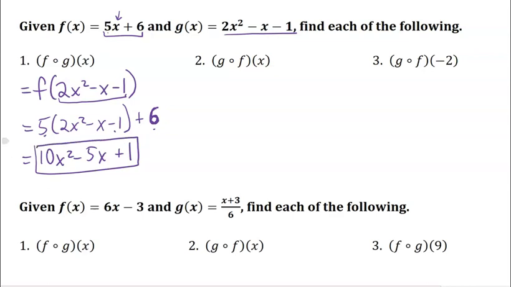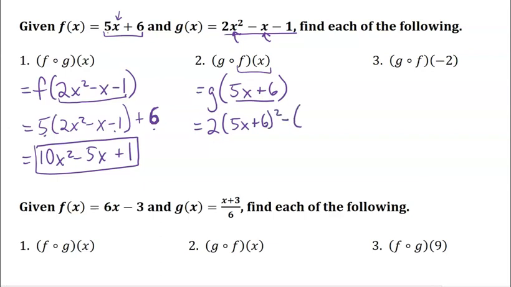All right, now g of f of x is going to look a little bit different, because now I'm going to write this as g of, and then I'm going to put f of x in as the input here. So g of 5x plus 6 is what we're evaluating. And then this is going to be equal to, so now I'm writing g, but anywhere I see an x, I replace it with the entire input, 5x plus 6. So that's 2 times the quantity 5x plus 6 squared, minus, and use parentheses, the quantity 5x plus 6, minus 1. Okay, so now we have some expanding to do.